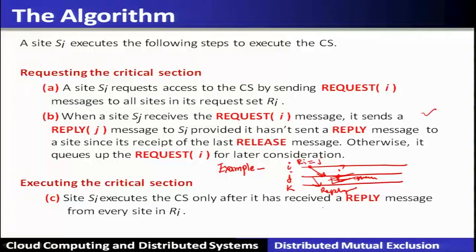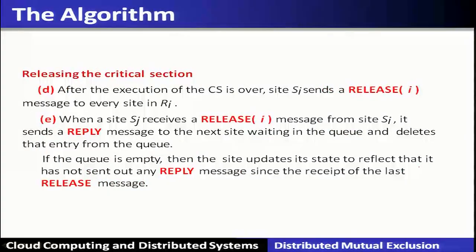When site J replies back and this is the only site in the request set, that means I has got the replies from all the sites in its request set, then it will be in the critical section. So, at this point of time, it will execute in the critical section. Now, let us see the third step, releasing the critical section after executing the critical section by a site I.